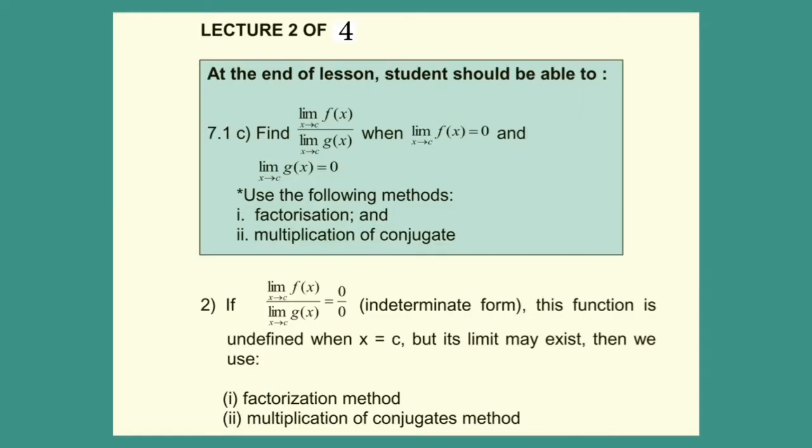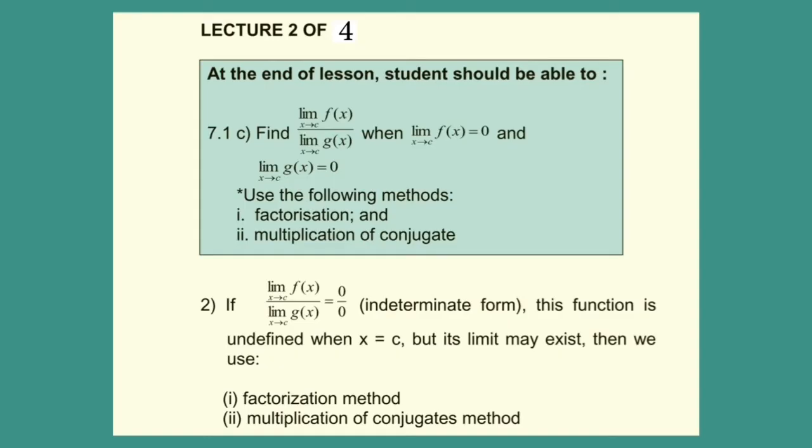You have learned what is limit and how to find limit by using intuitive method and basic properties. At the end of the lesson, you should be able to find limit f(x) over g(x) as x approaches c, when limit f(x) as x approaches c equals 0 and limit g(x) as x approaches c equals 0. As you have learned in lecture 1, limit for the rational function can be found by substitution method when the denominator does not equal 0.